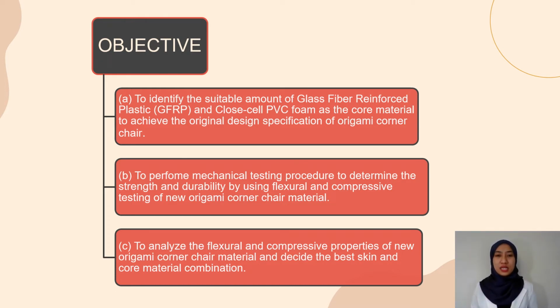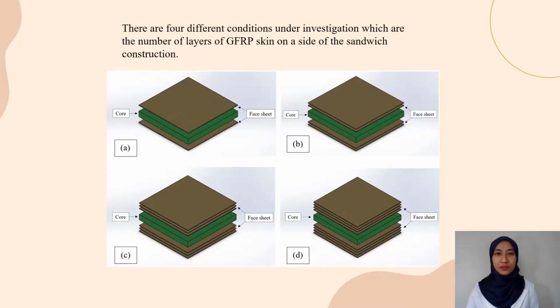The second objective is to perform mechanical testing procedures to determine the strength and durability by using flexural and compressive testing of this new origami corner chair material. The third is to analyze the flexural and compressive properties of the new origami corner chair material and decide the best skin and core material combination. There are 4 different conditions under investigation, which are the number of layers of GFRP skin on the side of the sandwich construction, which is 1 layer, 2 layers, 3 layers, and 4 layers.